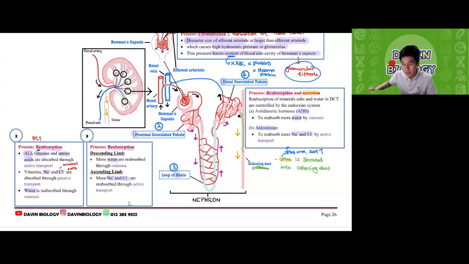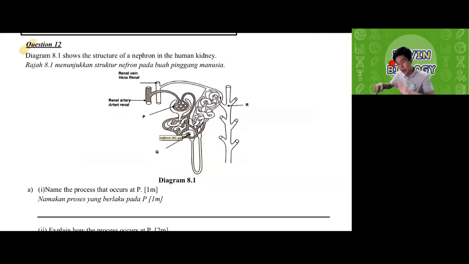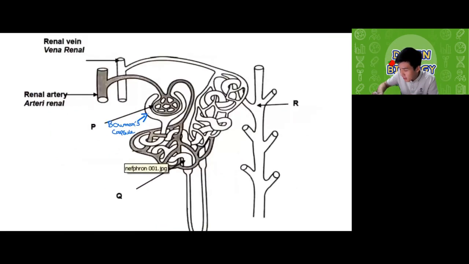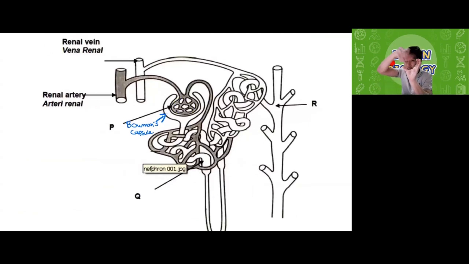Come, let's try a few questions. Before we do this one, see if you can recognize this or not. What is P pointing at? P is pointing at here. Yes, the Bowman's capsule. Sorry, this is not the Bowman's capsule, wrong. The Bowman's capsule is this one. They're pointing at here. See, these are the blood vessels inside the Bowman's capsule, the capillaries there.